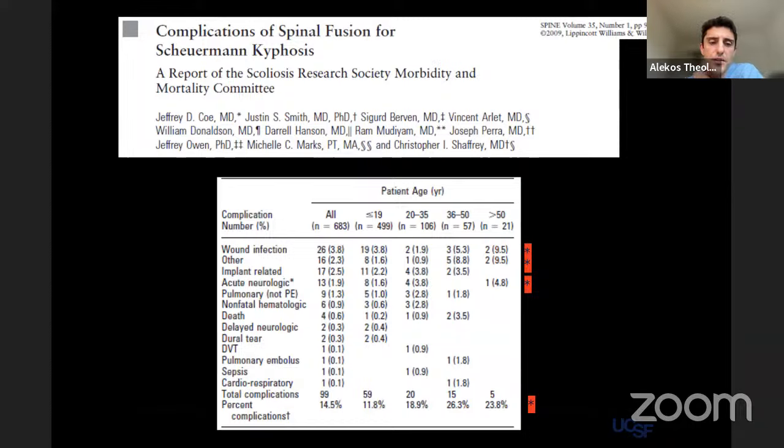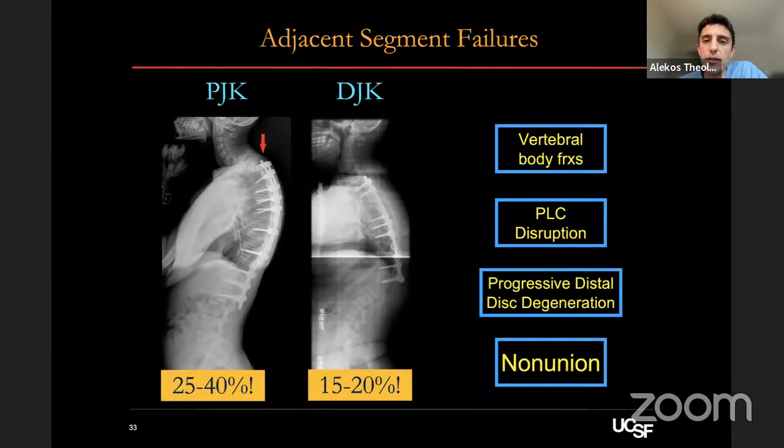You can see here wound infections, nearly 4%, a little bit higher in the patients that are older, greater than 10%, nearly 10%, in those that are aged greater than 50. And then implant-related complications, I think, are also what I'd like to talk about next, because that's definitely gotten a lot of press. And those implant failures or alignment-based failures we should talk about are PJK and DJK, so proximal junctional kyphosis on the left and DJK, distal junctional kyphosis, in the middle.